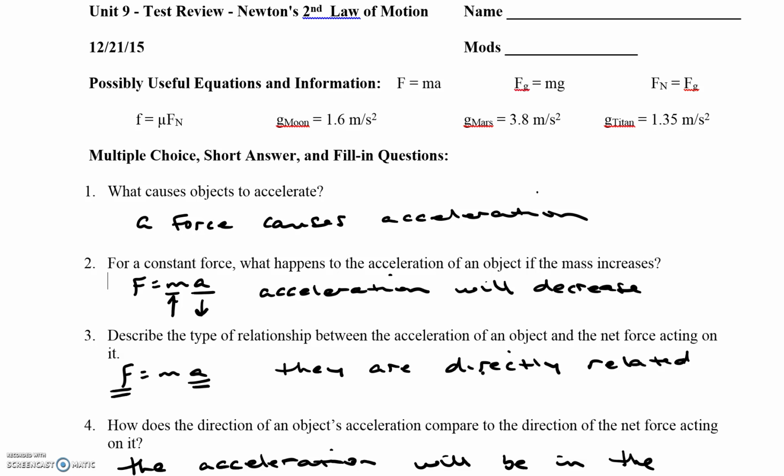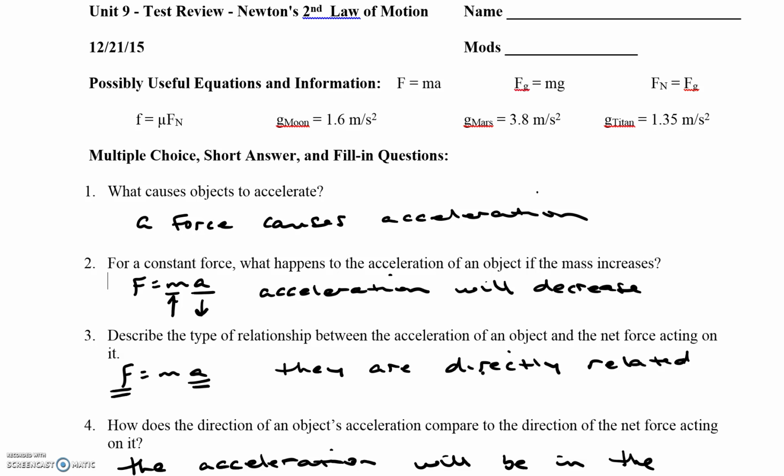The next equation we have is our force due to friction, which is going to be your coefficient of friction, or your mu value, times the normal force, or the force due to gravity. And then the last thing you have there are three acceleration due to gravity constants.